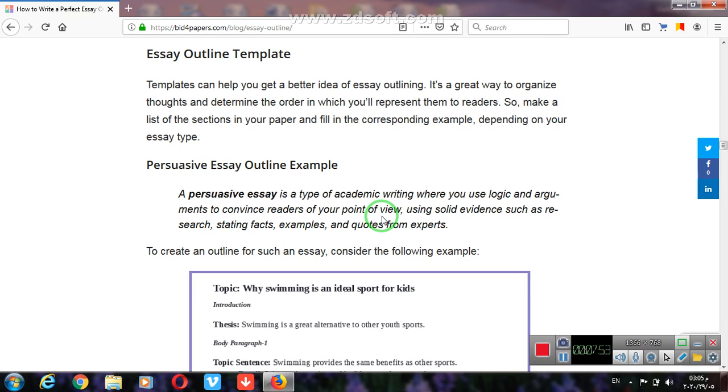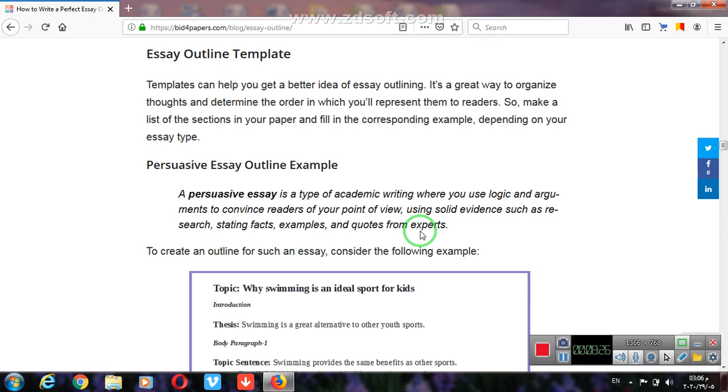You have to convince readers of something. And in this essay, you need to use arguments. You have to argue. Okay, you have to use evidence, you have to use facts, you have to use examples to support your essay and convince your readers. Using solid evidence such as research, stating facts, examples, and quotes from experts. So when we write persuasive essays, you have to support it with quotes from experts.